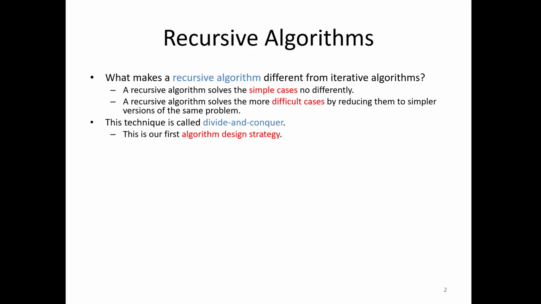But then for all other cases we're going to rely on the recursive case, where we split the problem into smaller pieces, and then we solve those recursively, and then usually we need to put those pieces back together in some way. And so we call this design strategy divide and conquer.